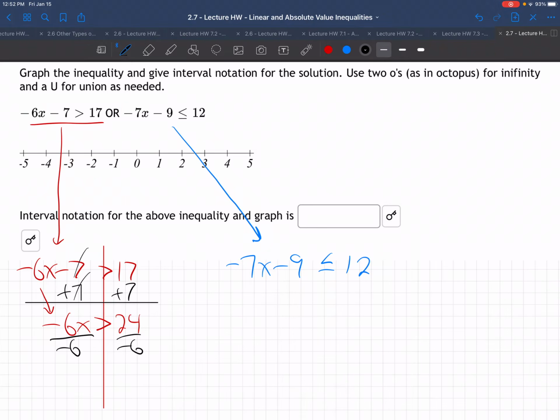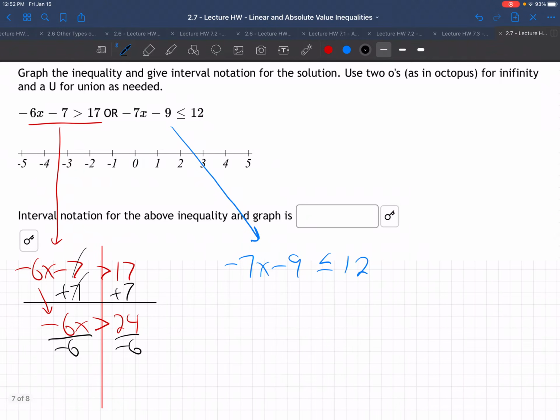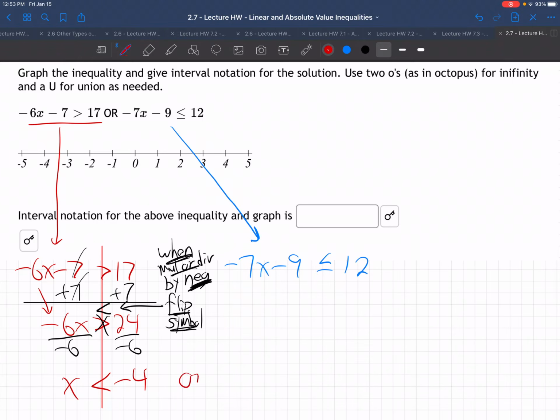Well, you might remember, we have to flip the symbol. This symbol needs to flip the other way. Flip the symbol when you multiply or divide by a negative. When you multiply or divide by a negative, you must flip the symbol, as I just flipped it the other direction there. That's really important. It's super easy to forget that. So there's our answer there. Keep the or in the middle.